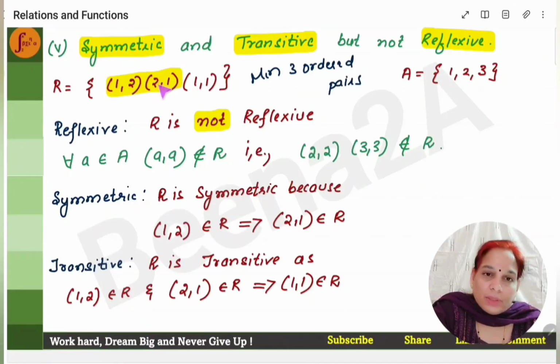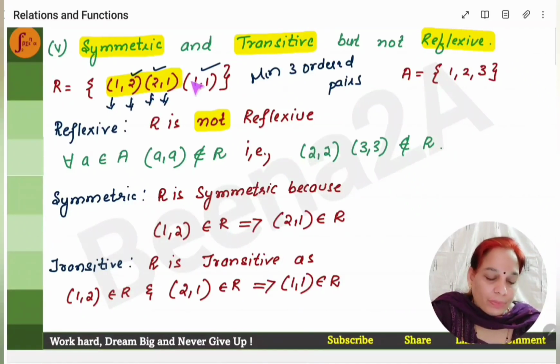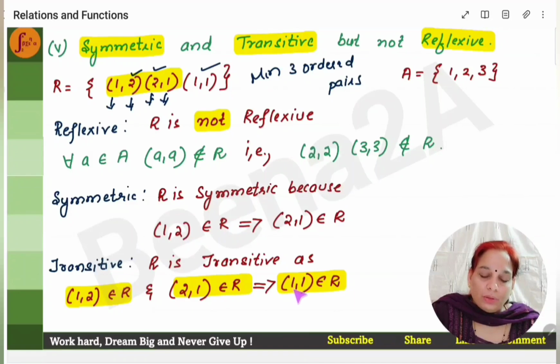Here you look at the common elements. You have 2 and 2 common. So you have to take the first and fourth as the third ordered pair. So it should be (1, 1), and (1, 1) is there. Therefore, this relation is transitive. Do you see any other ordered pair which has a common element? This is the only combination where 2 is common. So you say R is transitive as (1, 2) belongs to R and (2, 1) also belongs to R implies that (1, 1) belongs to R.